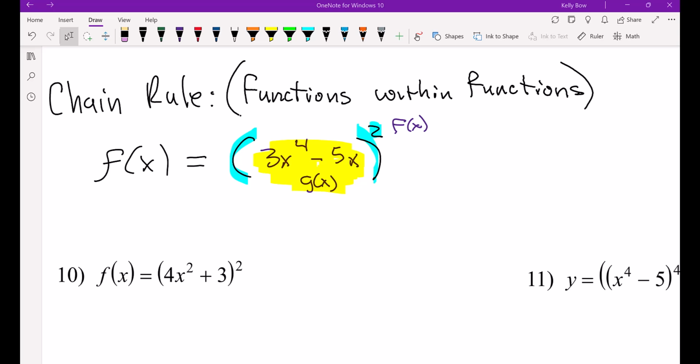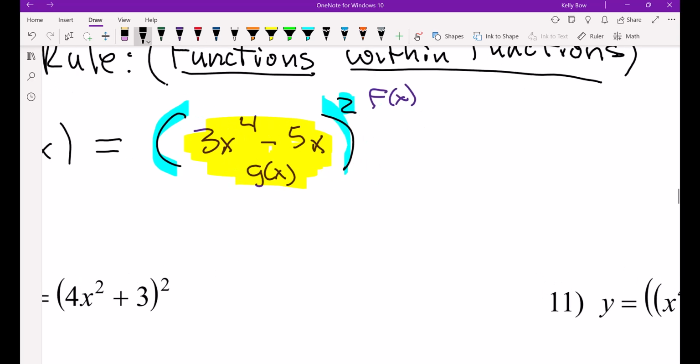Okay, now we're going to talk about the chain rule. Chain rule happens when there are functions nestled in with other functions. Think about the Russian stacking dolls. If you don't know what those are, you can find a YouTube video about Russian stacking dolls. It's kind of like that.